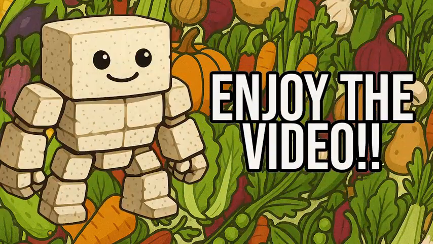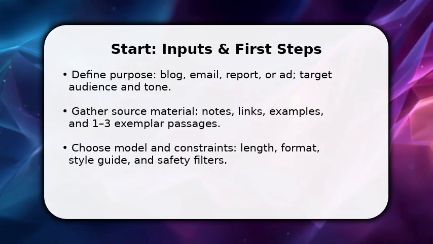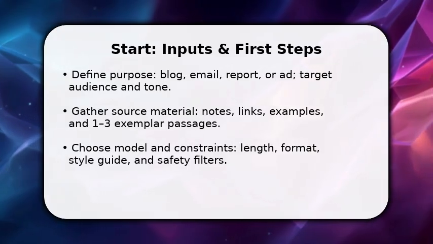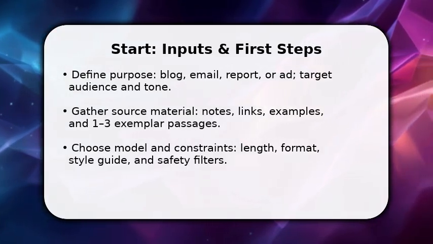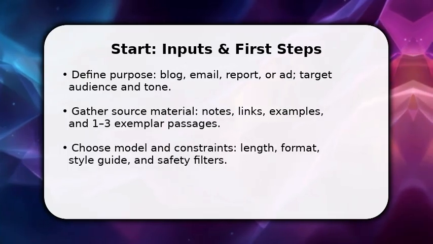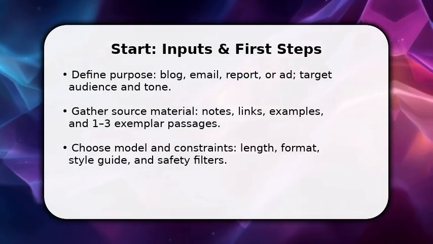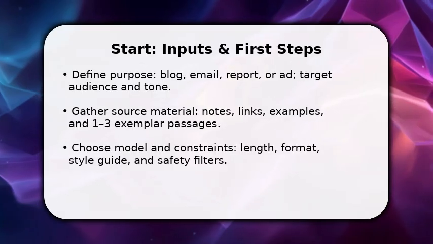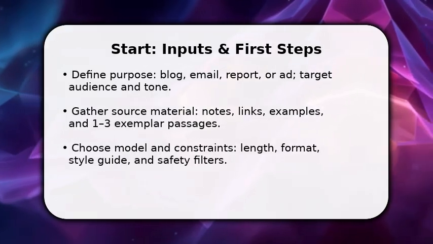Please enjoy the video. You begin by locking purpose and audience so the AI writes to a goal. Provide 1-3 clear examples and raw source text. Once done, the model has context. Make sure to specify format, desired length, and any forbidden content.